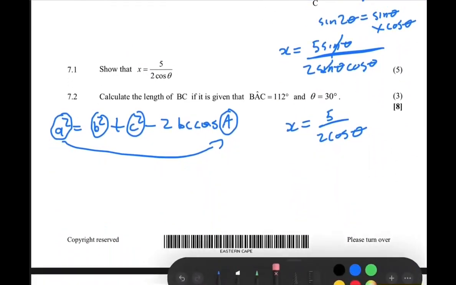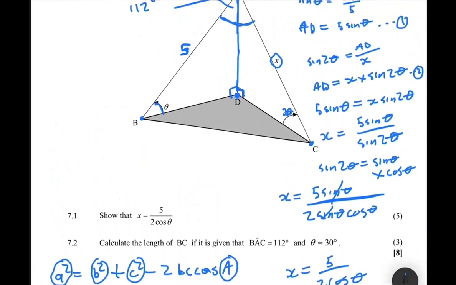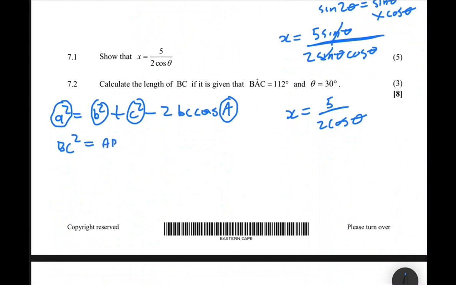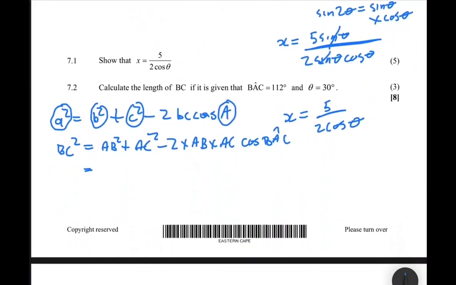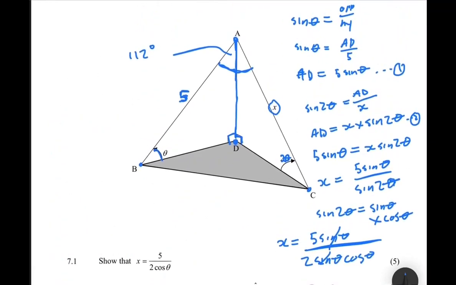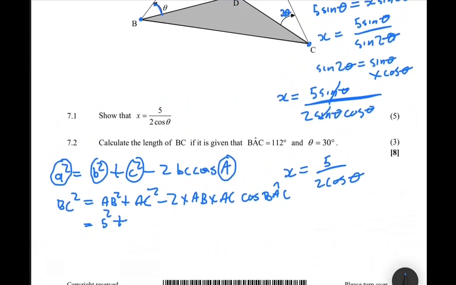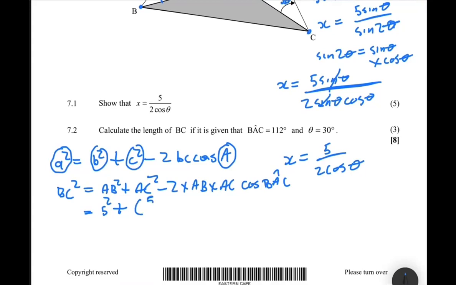So we can say that BC squared will be equal to AB squared plus AC squared minus 2 multiplied by AB multiplied by AC cos of BAC. So this will be equal to, what is AB? AB is 5, so we have 5 squared plus AC squared. AC is x, and we know what x is equal to. So here we have 5 divided by 2 cos of theta. But we are given theta, it is said to be 30 degrees, so we can substitute 30 degrees here.